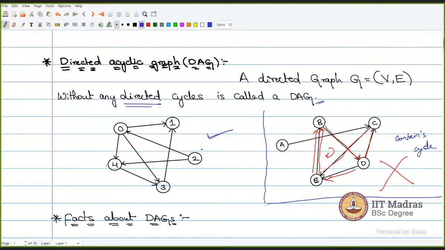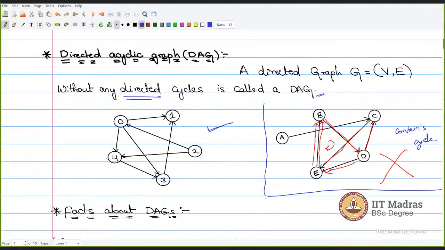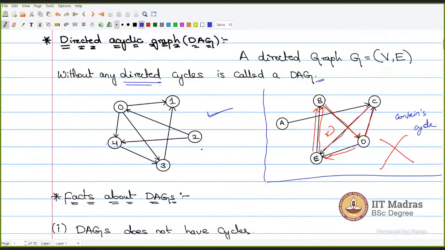There is another way of finding whether a given graph is a DAG or not. You try to find a topological sequence by finding the in-degrees of all the vertices inside your graph. If you are able to come up with a topological sequence, then that is a DAG. If you are unable to come up with a topological sequence, then that is not a DAG. So this is another way of finding a DAG. You compute all the in-degrees.